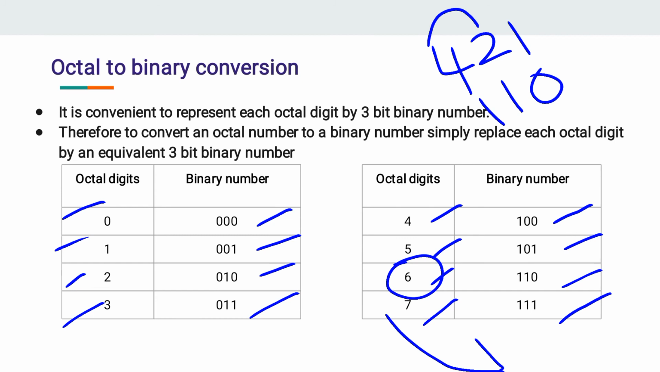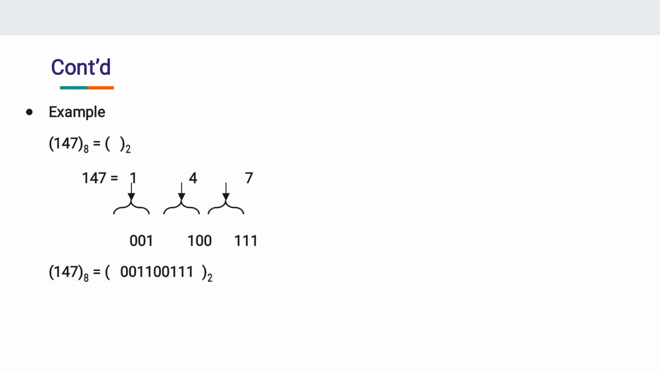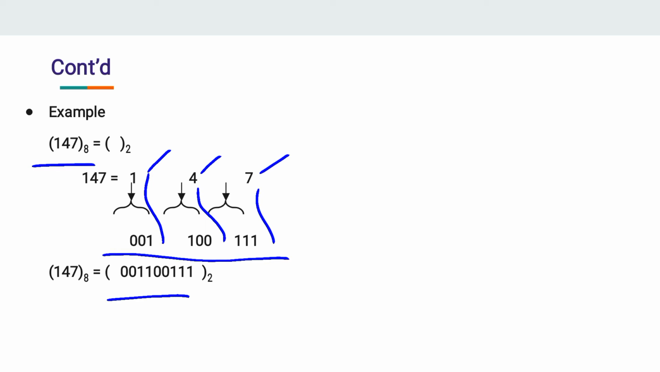So next, this is the example for calculation of octal to binary conversion. The question is 147, which is in octal form, to be converted to binary. So 1 is converted to 001, 4 is converted to 100, and 7 is 111. So all is combined and written here. So that is base 8 to base 2 conversion.